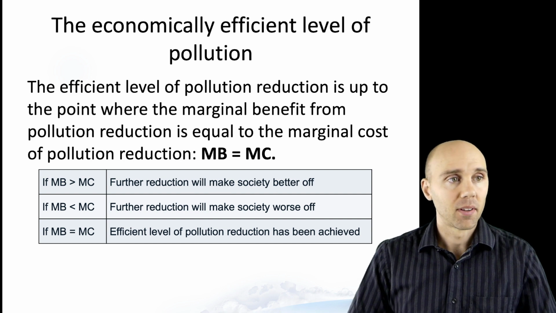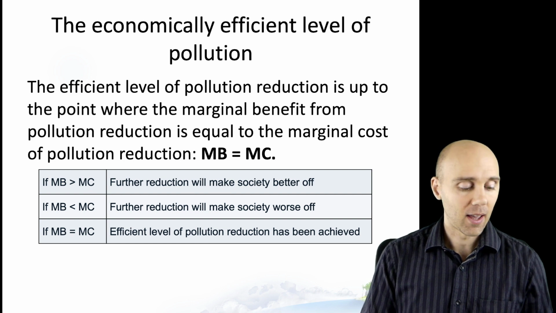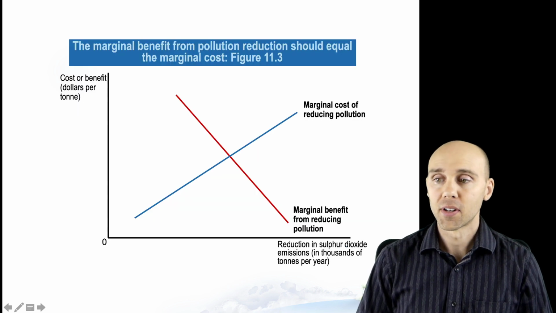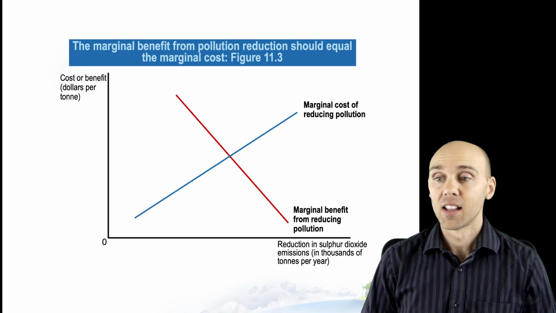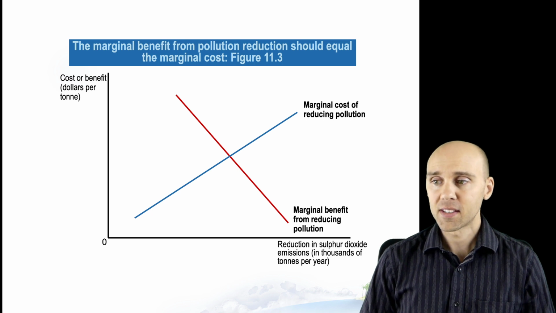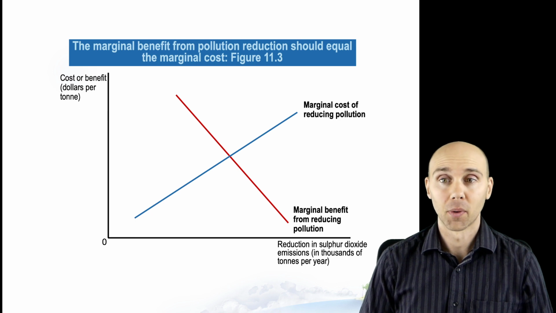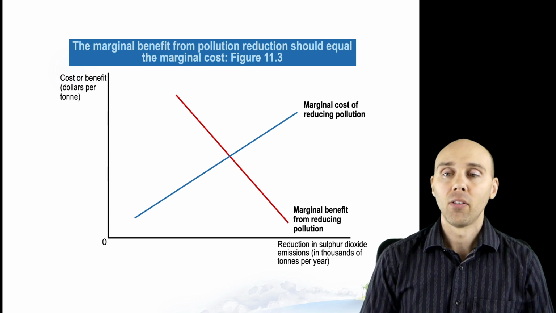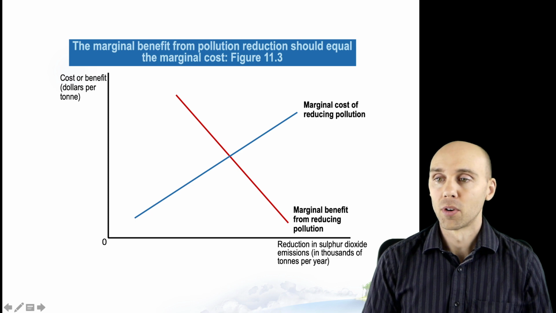Let's see how this marginal analysis works on our familiar graph. So let's take an example where we've got the marginal cost of reducing pollution and the marginal benefit from reducing pollution. What we've got on the x-axis here is the reductions in emissions, which is something that you could explore more in the future if you ever take an environmental economics course. This is a very common graph that's explored in great detail. And on the y-axis, we've got the cost or the benefit in terms of dollars per ton of these reductions.